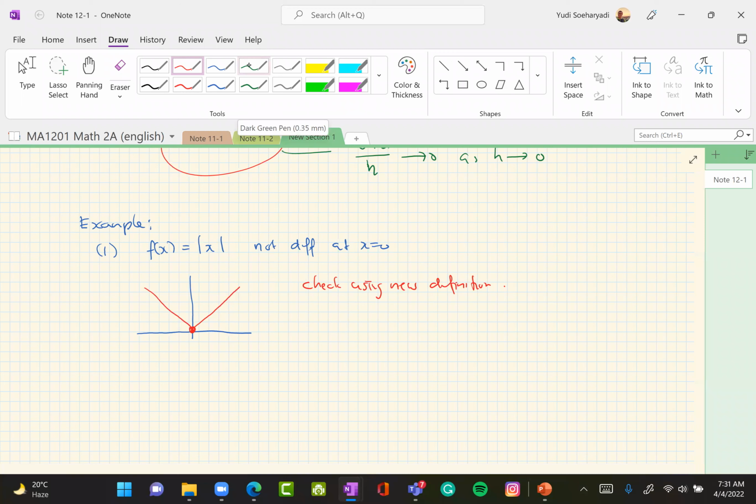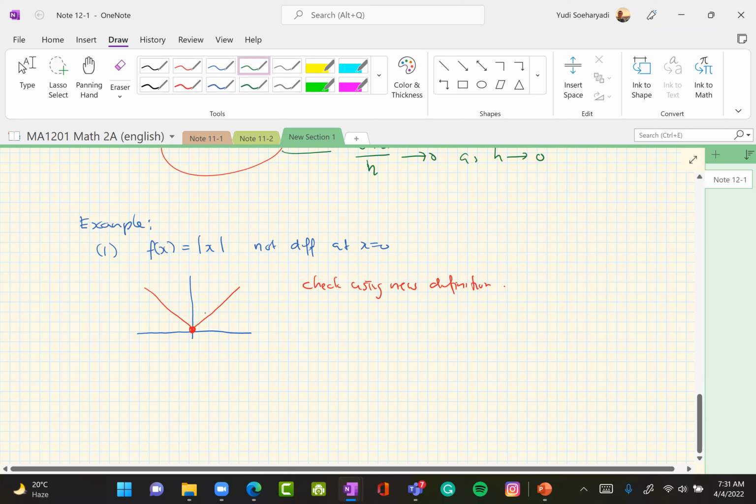So if we would like to approximate these functions using any y equals mx plus b, suppose near 0 it is approximated by this. Okay.